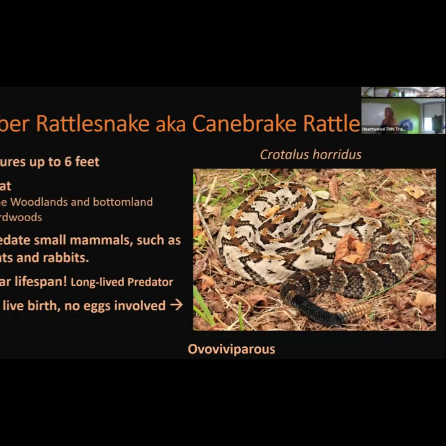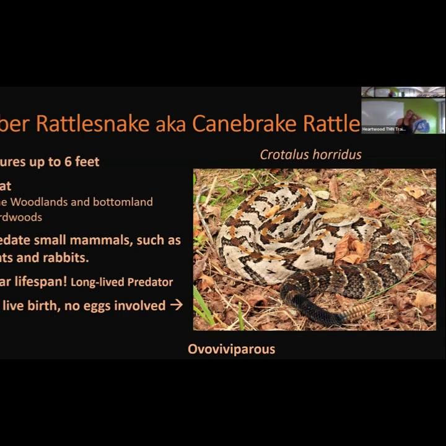Canebrakes are really important. They're long-lived predators. They can live up to 30 years. So imagine the pressure a 30-year-old snake is putting on the prey underneath it. That's keeping the environment intact. They pretty much depredate small rodents, mammals, that kind of thing.